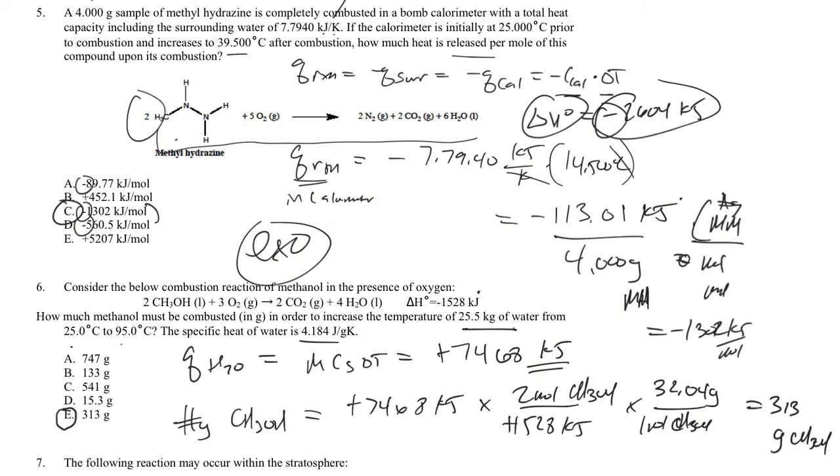So 313 grams of methanol. If it were to combust, let's do a double check here. So I take 313 grams of methanol, convert it to moles, so I divide by 32.04. That gives me about 9.77 moles of methanol. Now for every 2 moles of methanol that combust, I get 1528 kilojoules of heat. That corresponds to 7464. So with rounding, that's giving me the 7468-ish kilojoules I need to heat water up. So 313 grams of methanol.